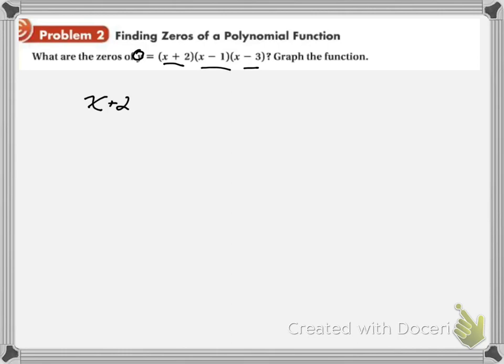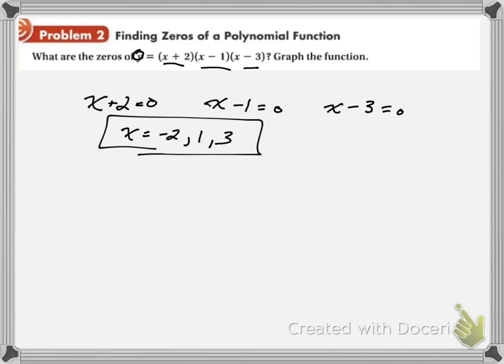x plus 2 equals 0. x minus 1 equals 0. And x minus 3 equals 0. And solve. I'll subtract 2, you get x equals negative 2. Add 1, 1, add 3, 3. So my zeros in my polynomial are negative 2, 1, and 3.